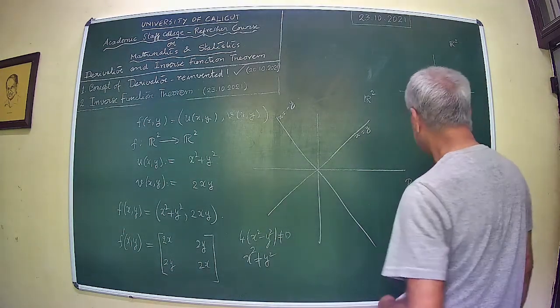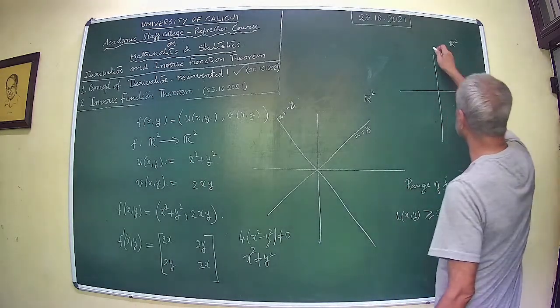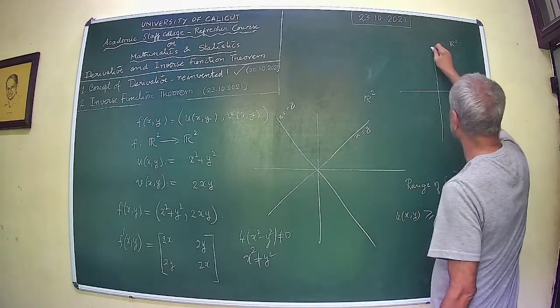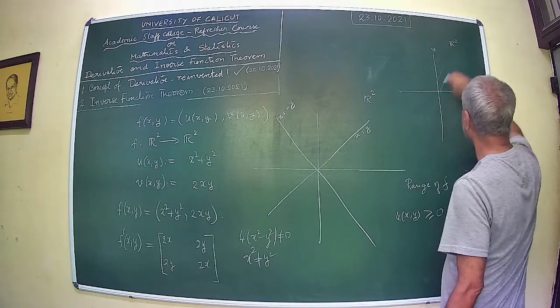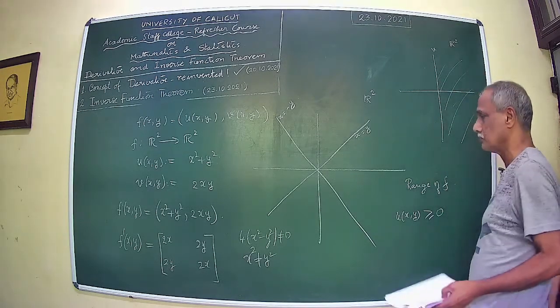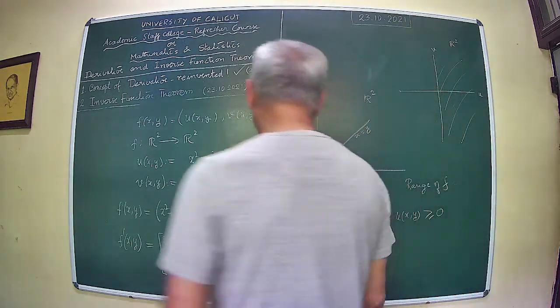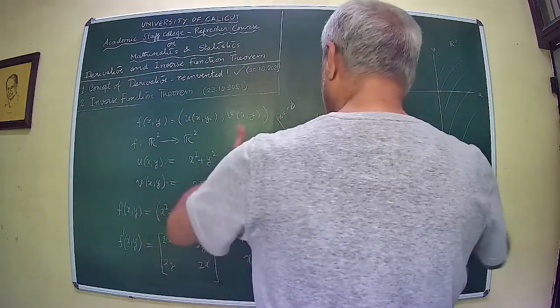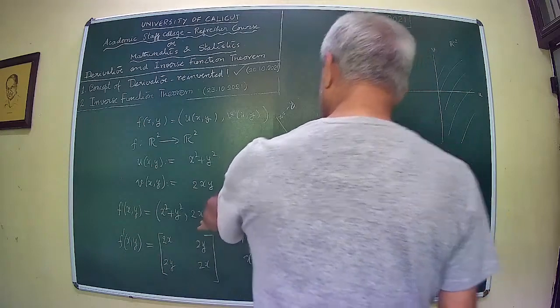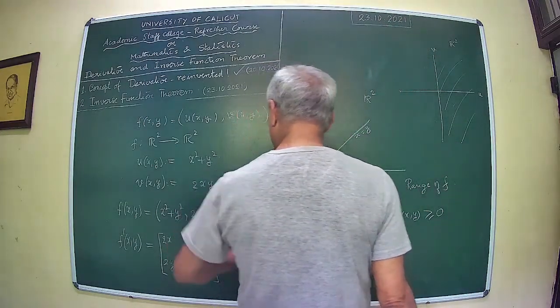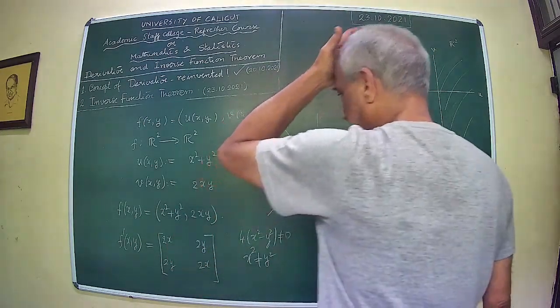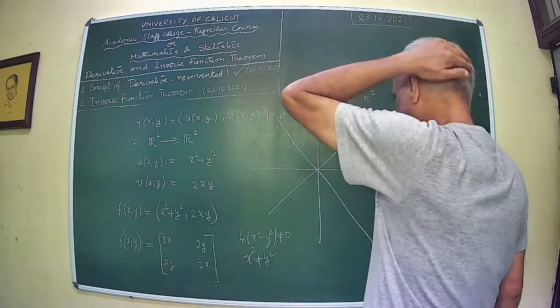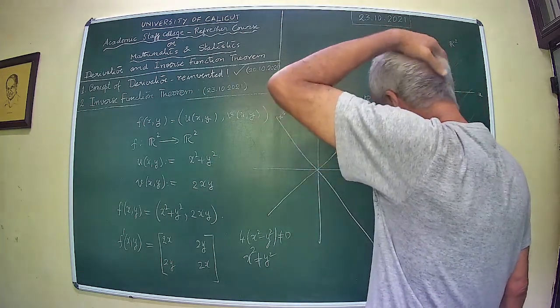Let us look at that. So, suppose this is the uv plane. Then you are mapping this over here. Okay. You take 2 copies of R2. It's not onto that. Still, you have to analyze. The second component is 2xy.